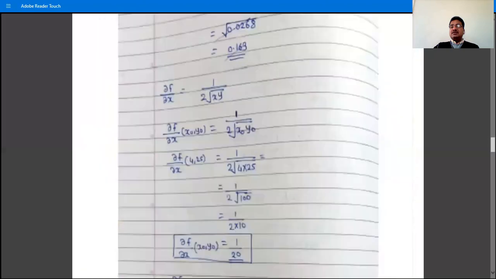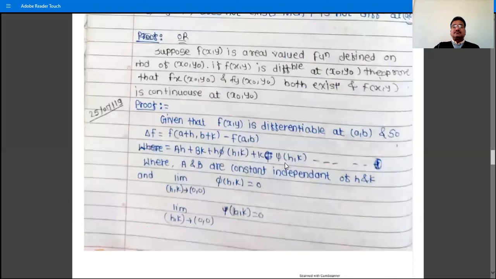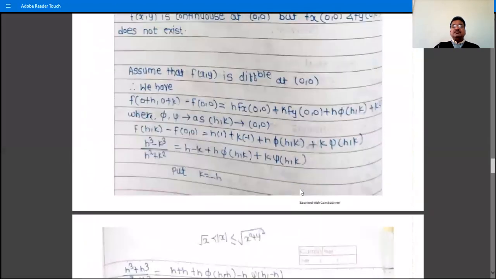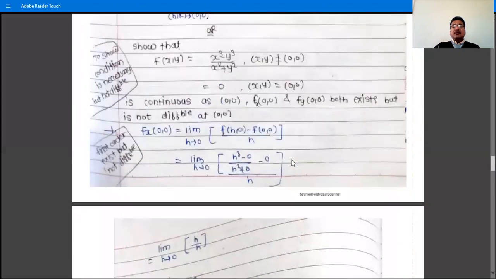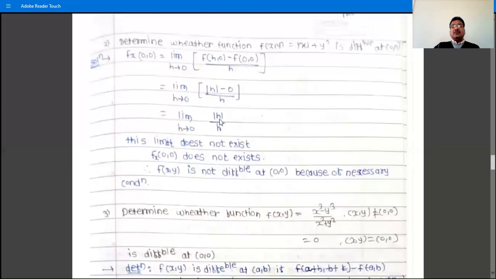Like that, the limit as h tends to 0 of |h|/h does not exist, and therefore fx(0, 0) does not exist. When we say fx(0, 0) exists, this limit exists. So this fx(0, 0) does not exist, and therefore f is not differentiable at (0, 0) because of the necessary condition.